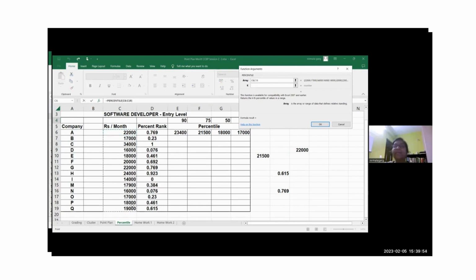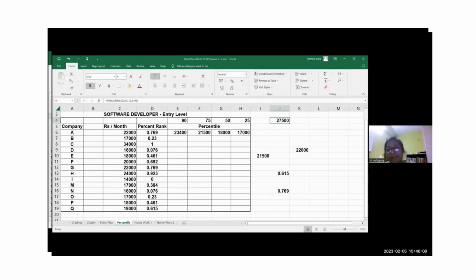Now, what is K? What do I want to do? The 95th percentile. So what will I do? 0.95. And then say okay. So how much should I pay? 27,500. Now quickly tell me, at the 50th percentile, what should I do?